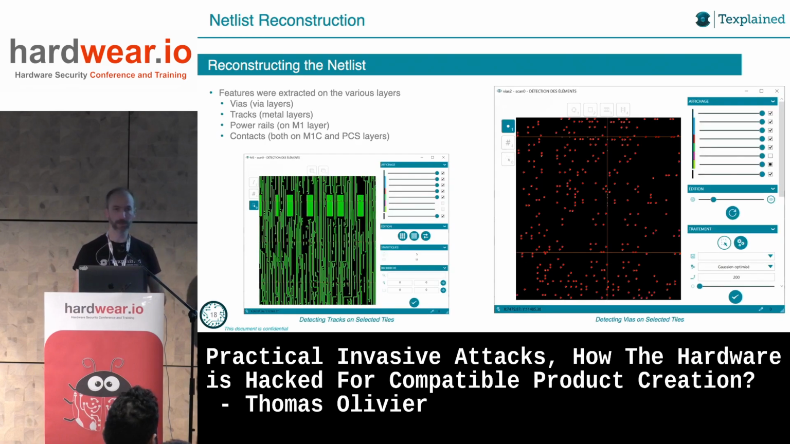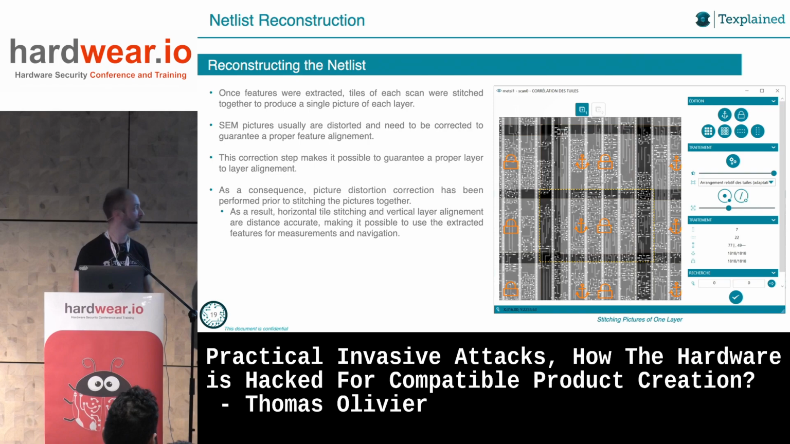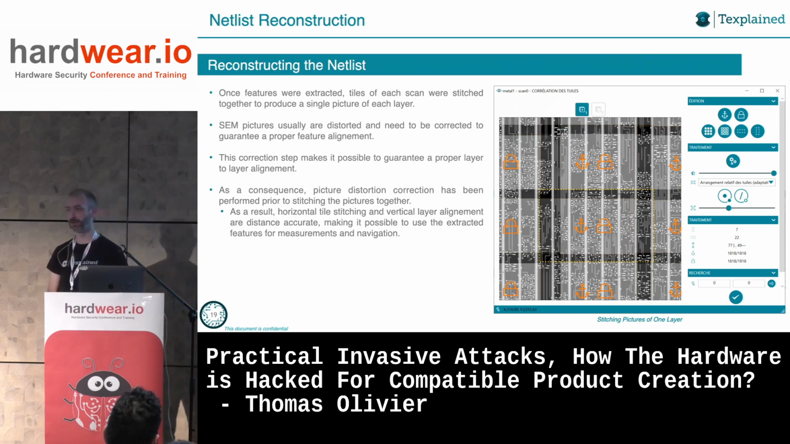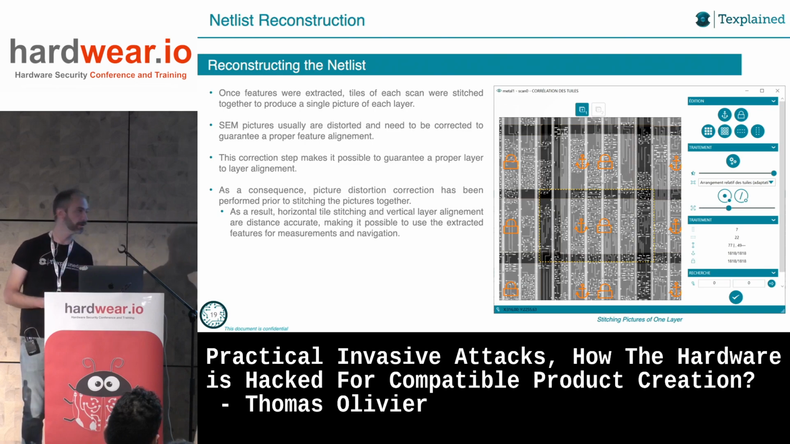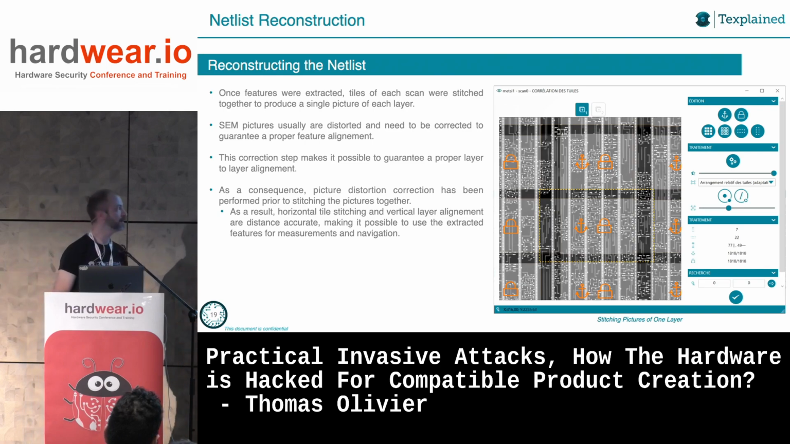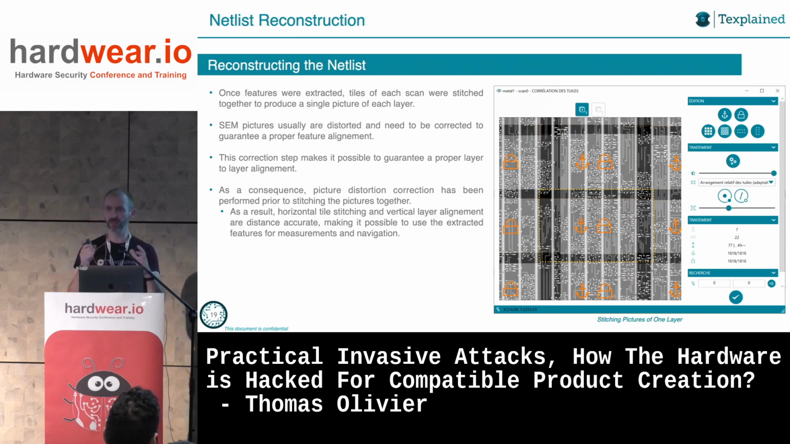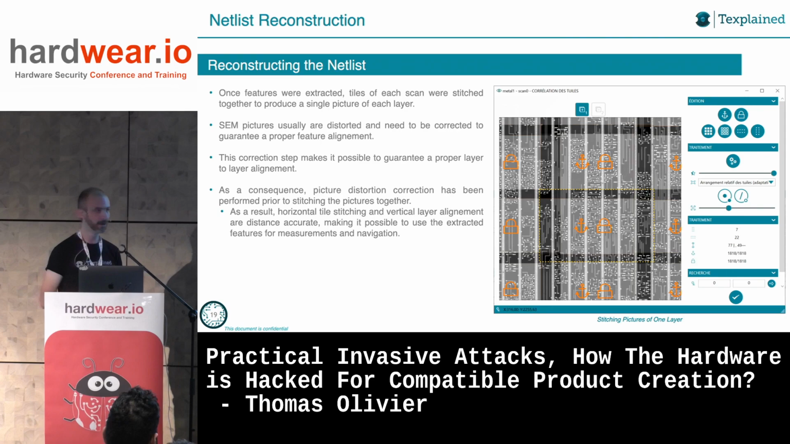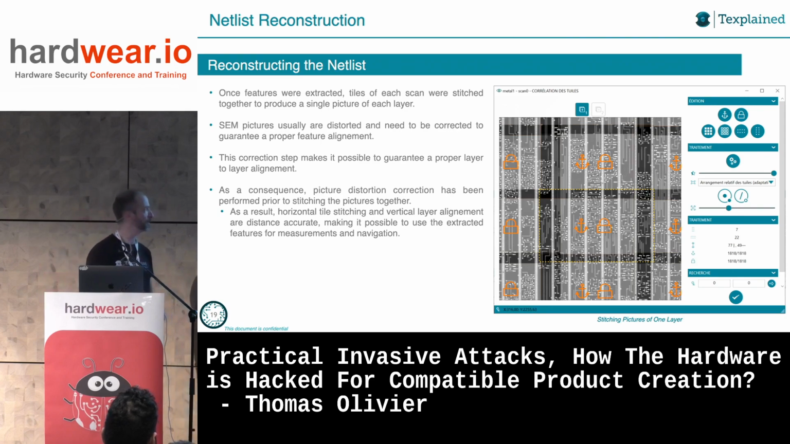And then from this, we extracted the features: tracks, vias, standard cells, power rails, you name it, the features that are on the IC. After that, we could use this detection to correct the distortion that is introduced by the SEMs, right? The scanning electron microscopes distort the features a bit. So if you want to stitch them, especially if you have a large number, it's good to be able to distort them back.